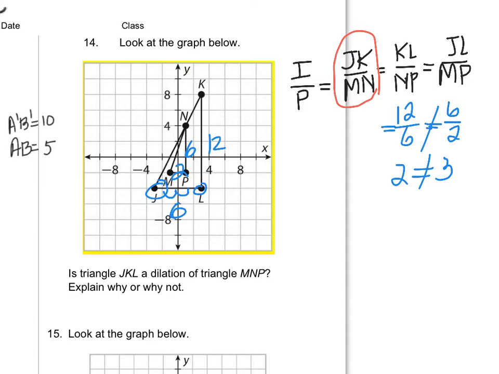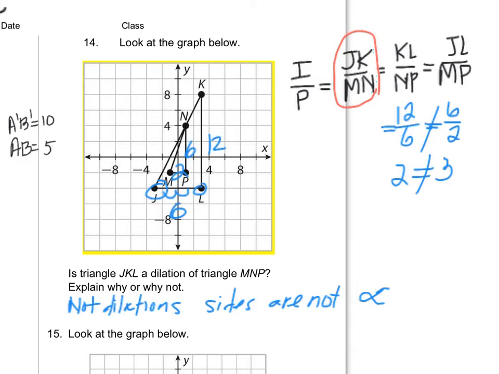So is it a dilation? Not a dilation. Why? Because the sides are not proportional. We could use our symbol here.